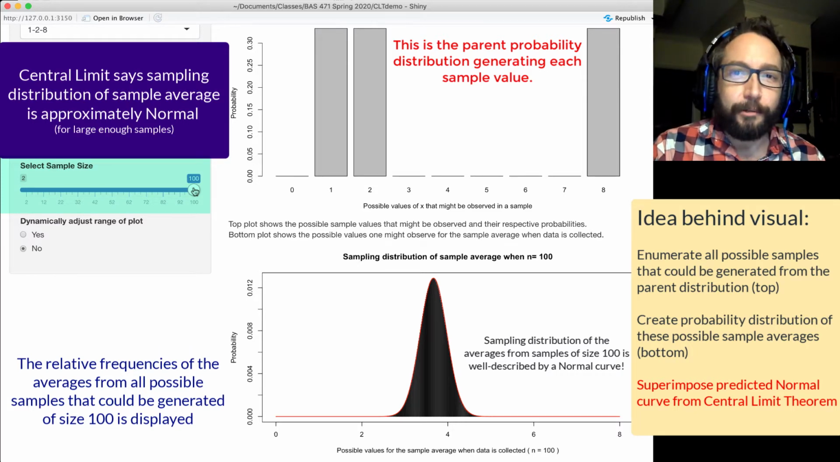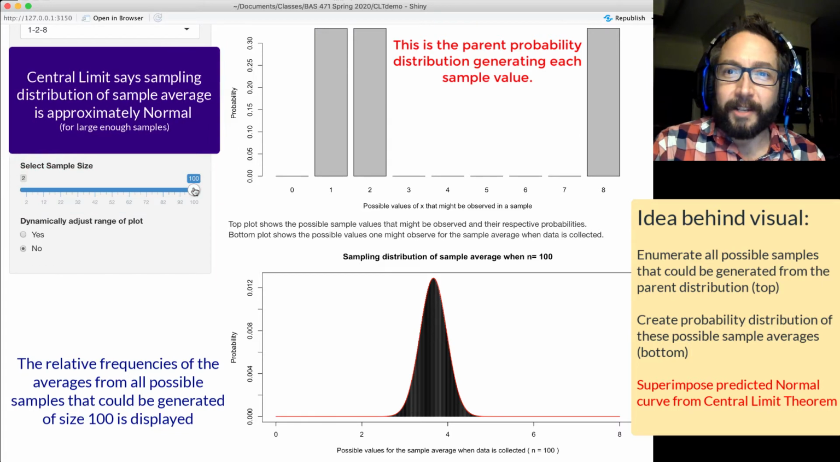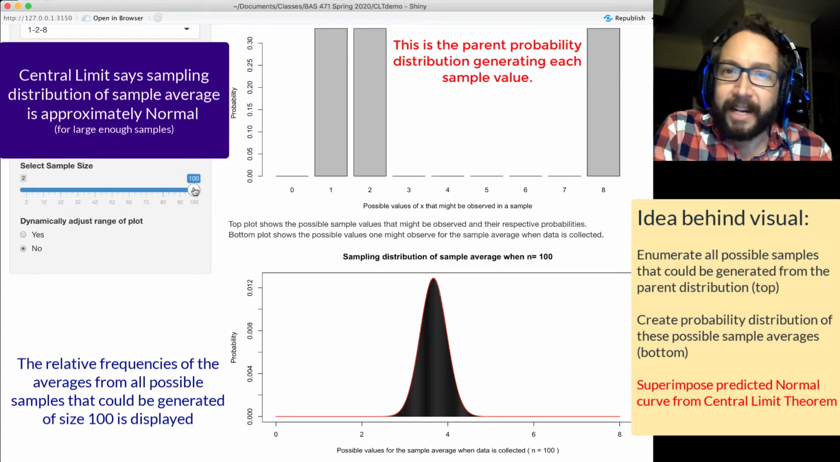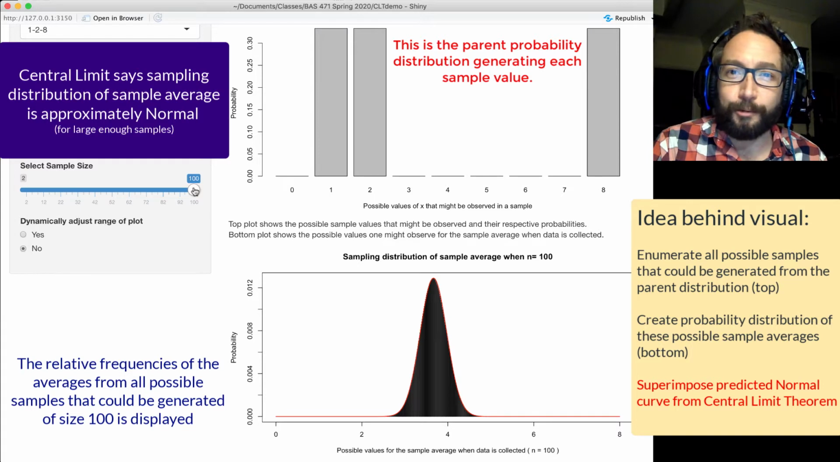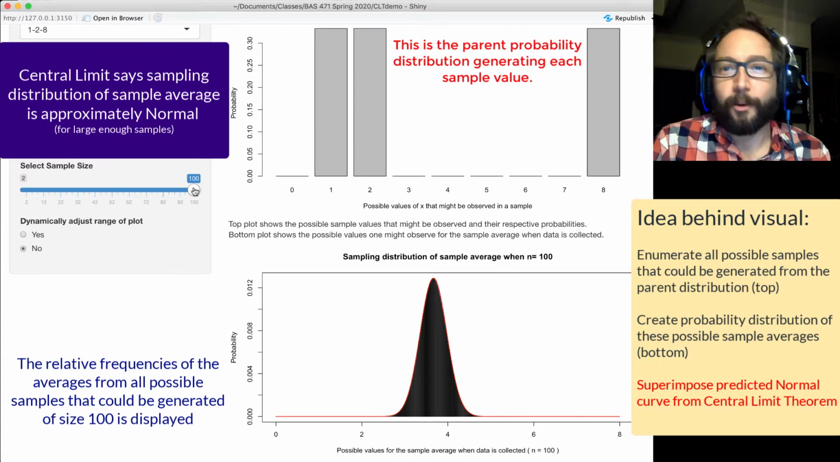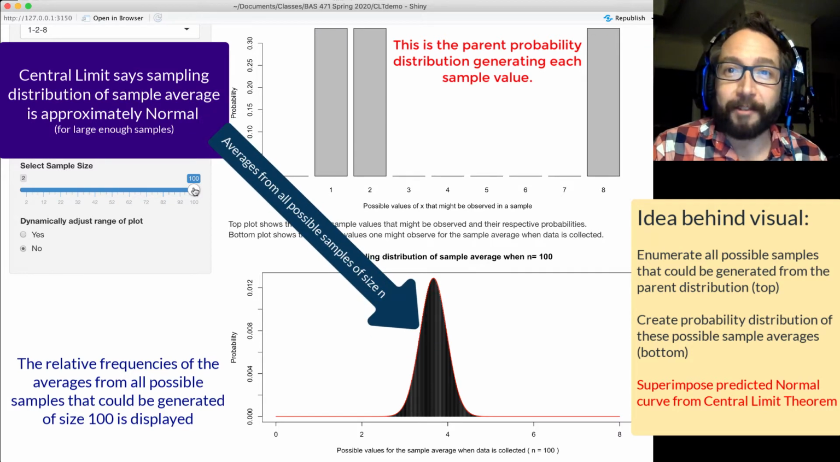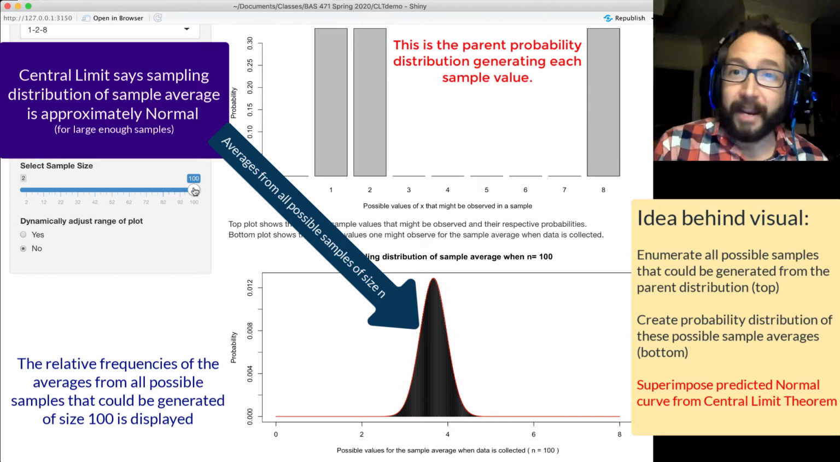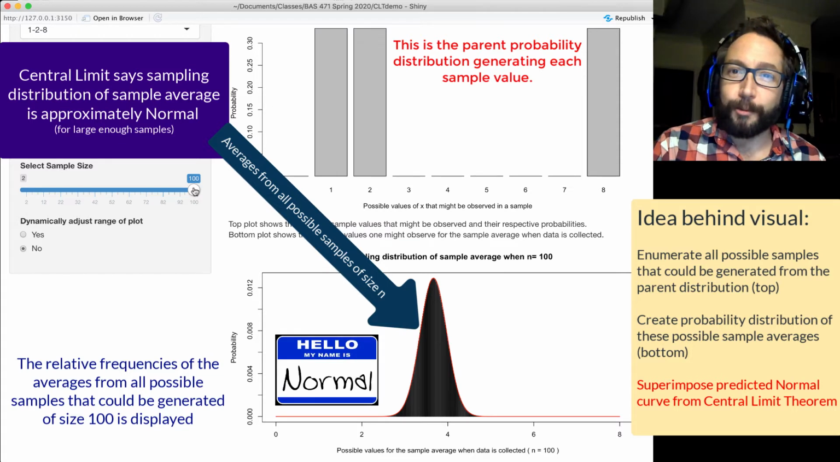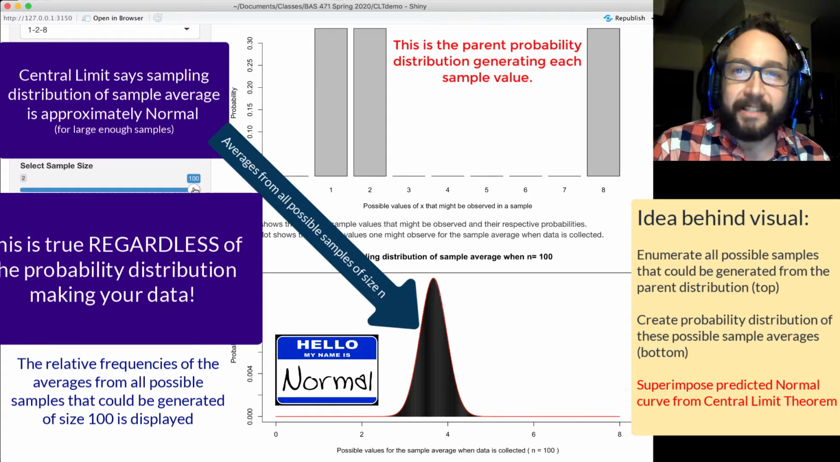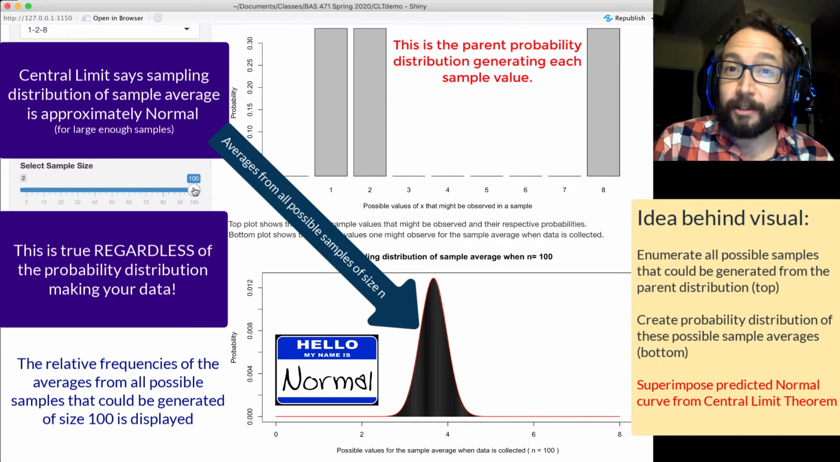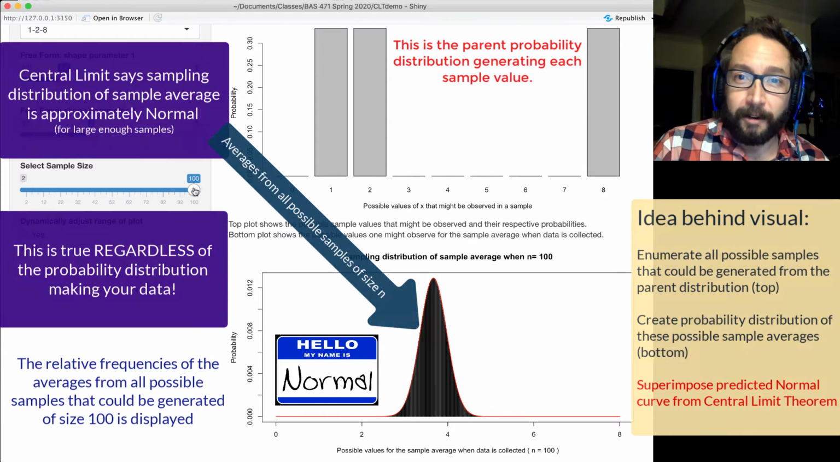And so here's what the central limit theorem has to tell us. It tells us that if we envision all possible random samples that could be generated from a probability distribution of a certain size, like 30 or 100, and look at a histogram of the sampling distribution of those sample averages, the list of possible averages I might observe and their respective probabilities, that histogram is going to look just like a normal distribution as long as the sample size is large enough. And the key fact is that it doesn't matter what the shape is of the underlying probability distribution that's making the data. This is always going to be a true occurrence.